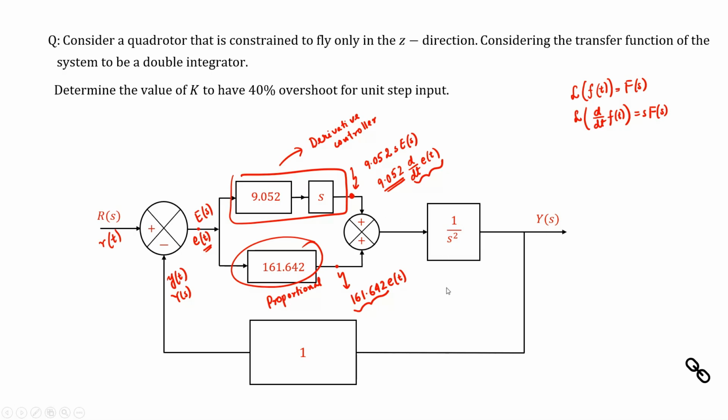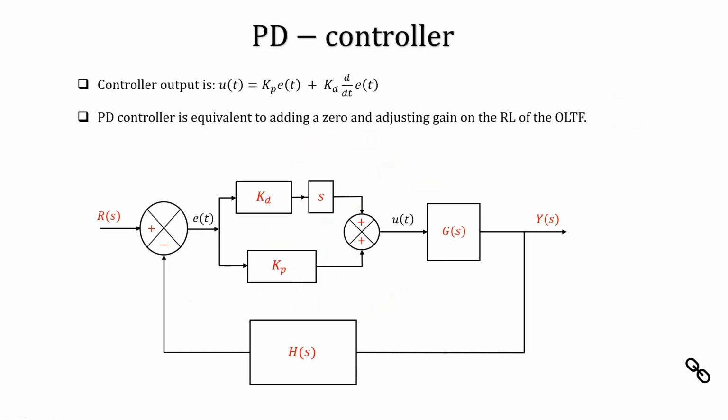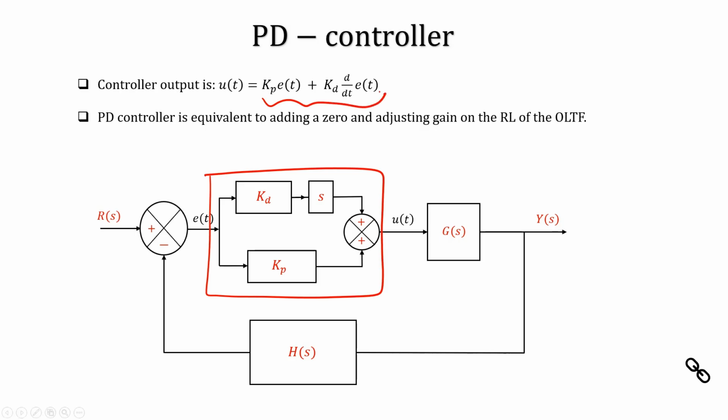So, although this was an example, in general we can write down a PD controller in this form, where the output of this PD controller is given by Kp e(t) plus Kd d/dt of e(t), and Kp here is the proportional controller's constant, and Kd is the derivative controller's gain. Gain and constant, these are the same words, we will use them interchangeably.